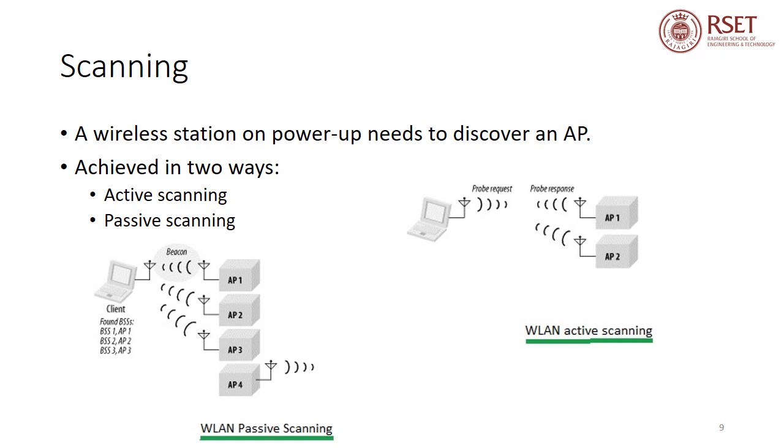Whereas in passive scanning, the wireless station will wait for beacon frames that are periodically transmitted by access points, and whichever access point is near or can send out a strong beacon frame, based on that, the client will connect to the corresponding access point.